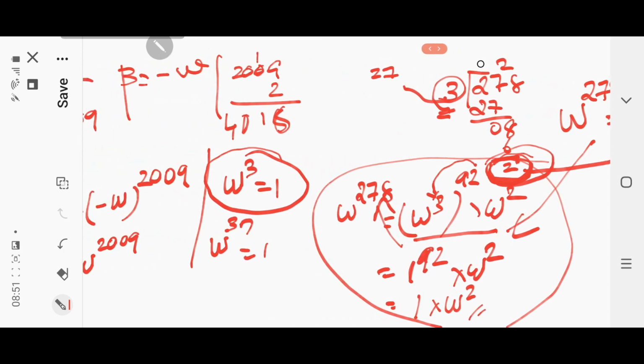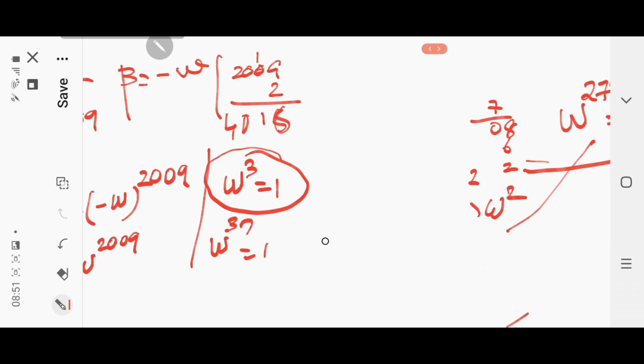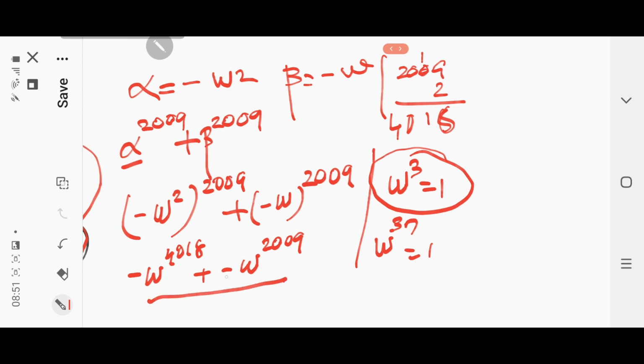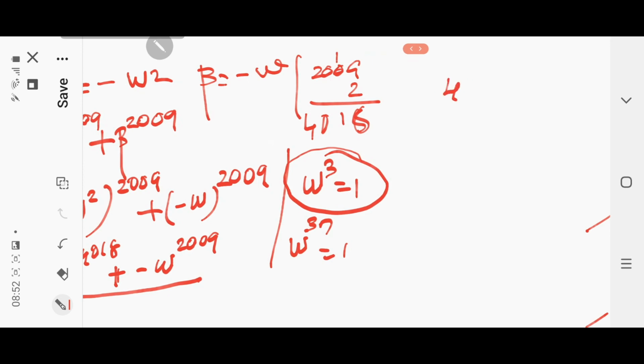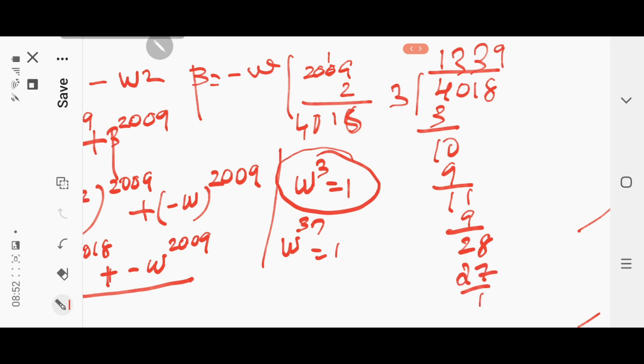In this section we have to find alpha raised to 2009 plus beta raised to 2009, which is minus omega raised to 4018 plus minus omega raised to 2009. Therefore, you have to divide 4018 by 3. 3 ones are 3, you get 1 here, 10 times. 3 threes are 9, remainder 1. 3 threes are 9 again. Then 28, and 9 threes are 27, the remainder is 1.